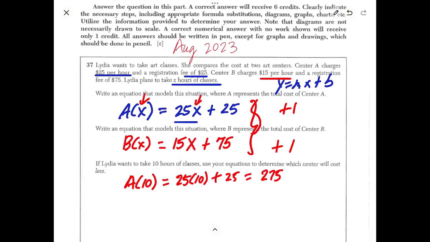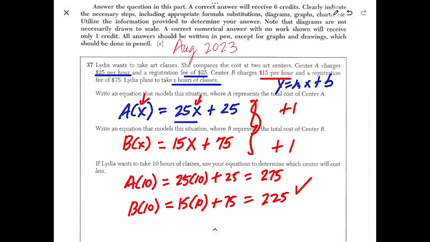275. And then for the second one, do the same thing. B sub 10 is going to be 15 times 10 plus 75. So that's going to be 150 plus 75. So that's going to be 225. So it looks like this one is cheaper.